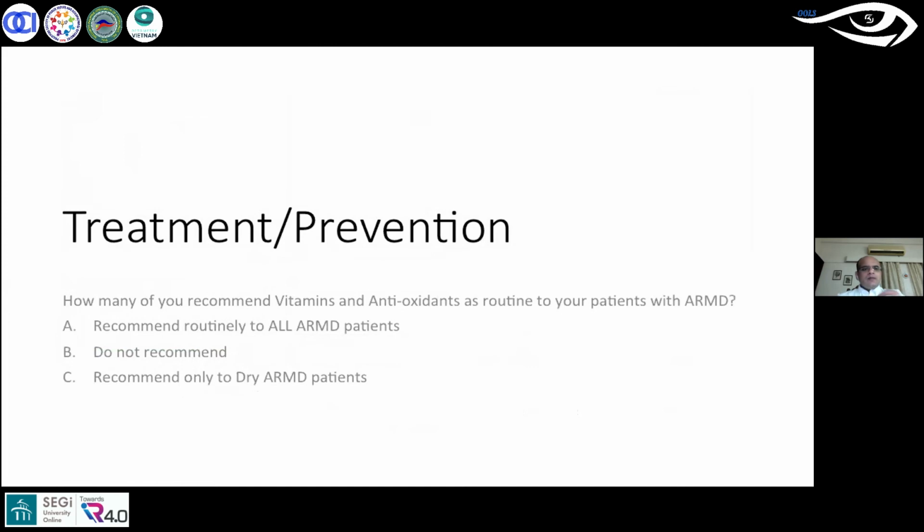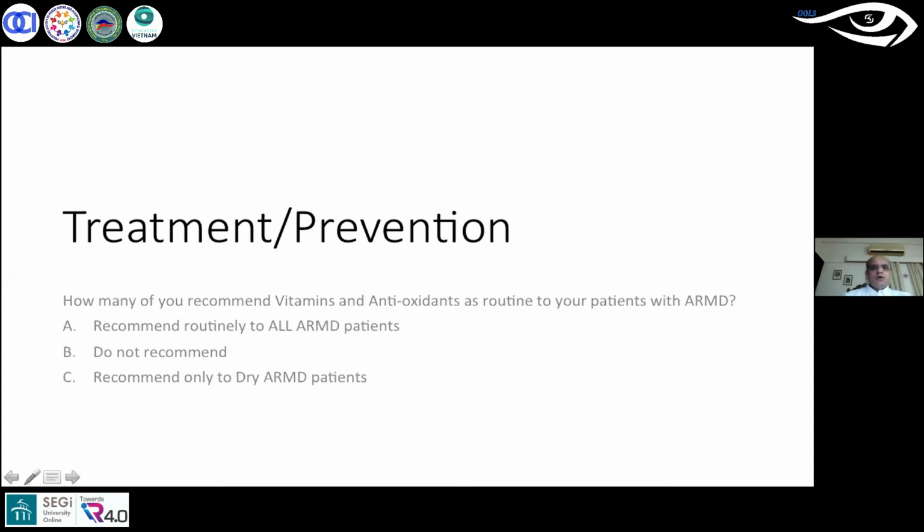Now, coming to treatment and prevention. So primary treatment, a quick poll. How many of you would recommend vitamins and antioxidants to your patients with ARMD? Okay, almost half, yeah, exactly. Quite a huge majority do recommend to ARMD patients. Quite a few of them do recommend to dry ARMD, and a small group do not recommend.